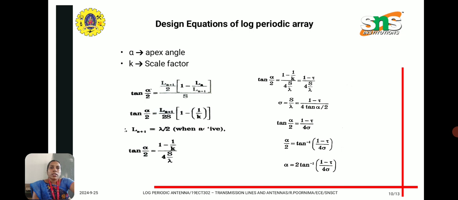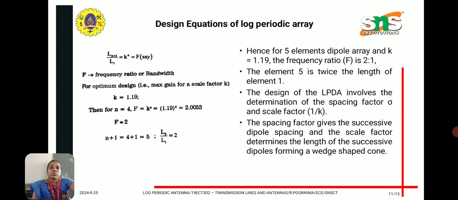Next are the apex angle and scale factor equations. The apex angle is given by 2 tan inverse of (1 minus tau) by 4 sigma. It is derived using the spacing factor and the length of the dipole antenna. From the frequency ratio, the bandwidth is given by Ln plus 1 by L1 equal to k to the power n. For the optimum design, the k value is 1.19. For this, the ratio of L5 by L1 is equal to 2.